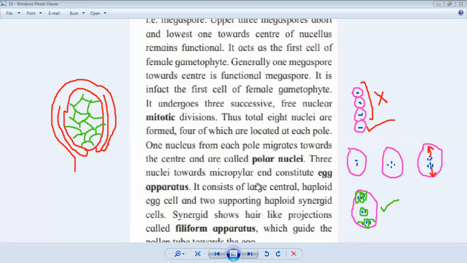3 nuclei at the micropolar end and constitute the egg apparatus. What comes in the egg apparatus? It consists of the large central haploid egg cell. That means the cell in the center is a haploid egg cell. Then 2 supporting haploid synergids.